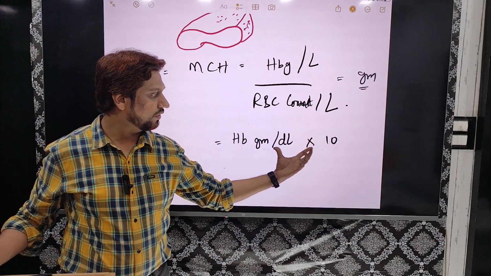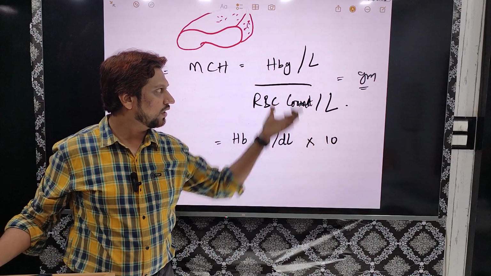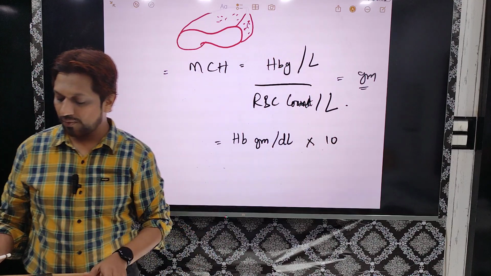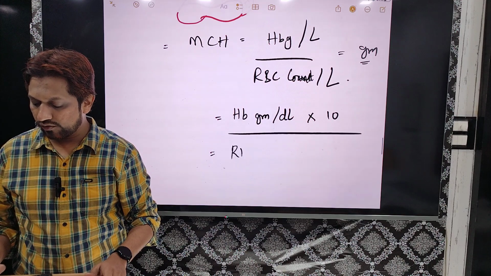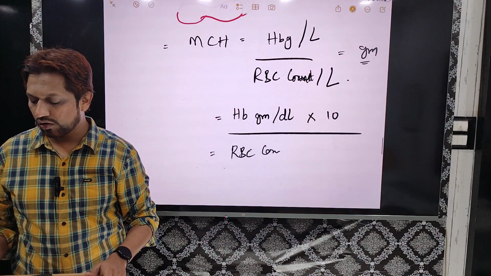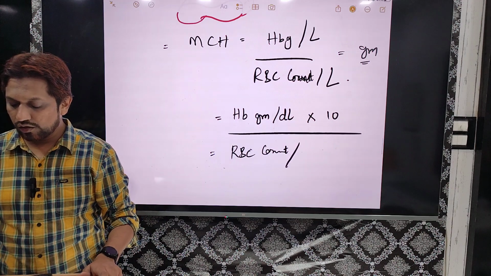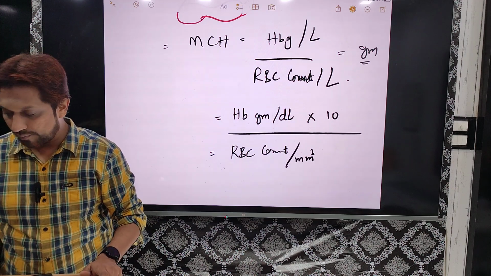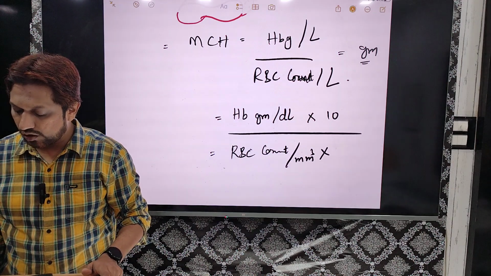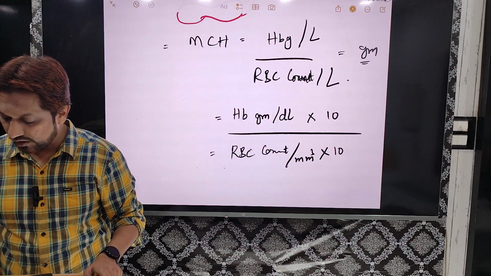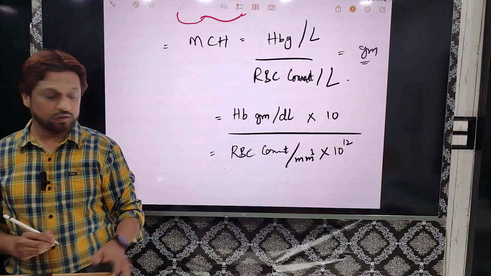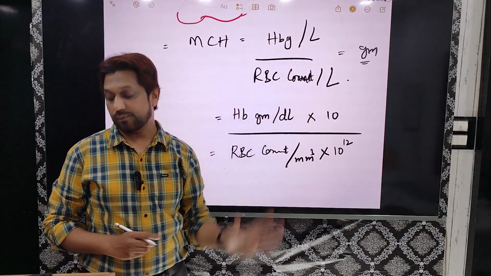Okay, so we have to multiply this, that is hemoglobin per liter. We can write the same numerator in this manner also. Then RBC count, generally we count in millions per cubic millimeter of blood. But a cubic millimeter is very small, a microliter, so we have to multiply it by 10 raised to the power 12 to get it per liter.